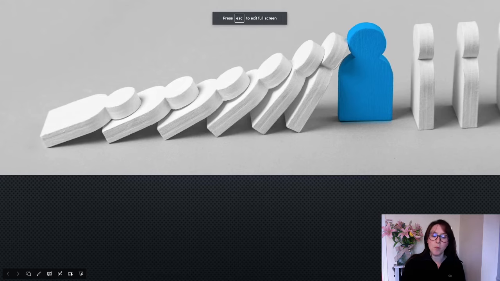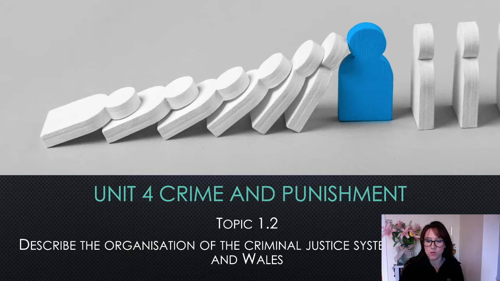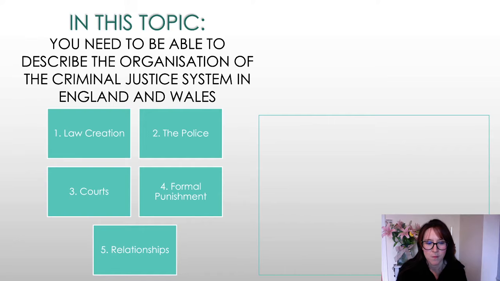All right, 1.2 then. And this topic is describe the organisation of the criminal justice system in England and Wales. So this is describing the organisation of it. In this topic, you'll need to be able to describe the organisation of the criminal justice system in England and Wales. And it's these five areas you need to know.